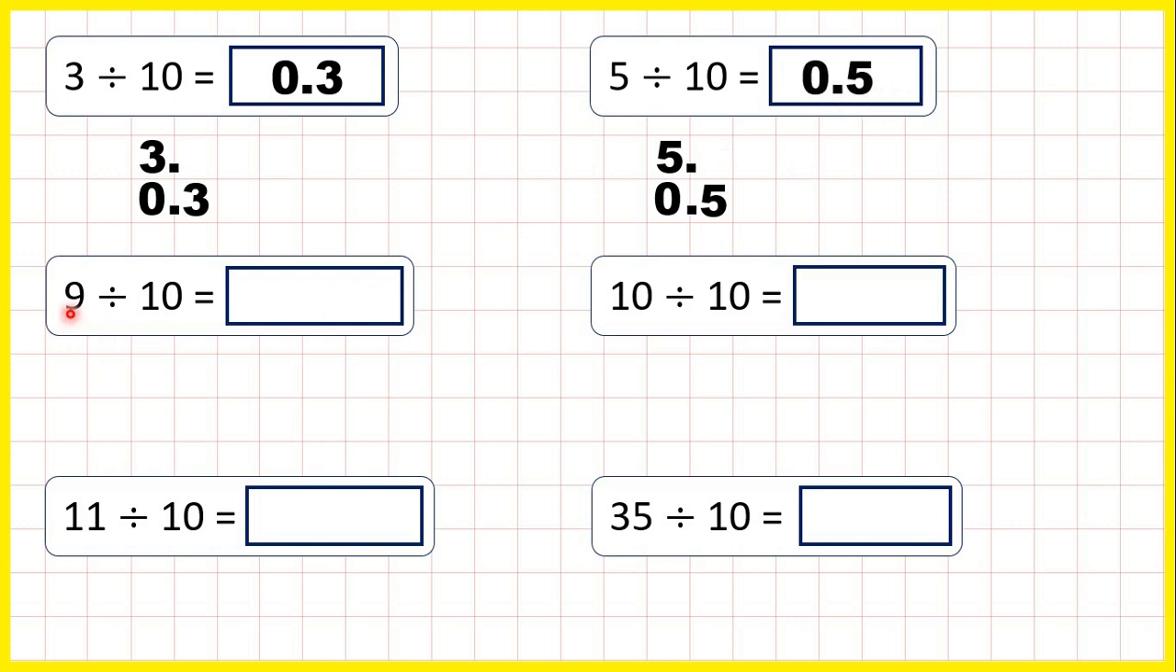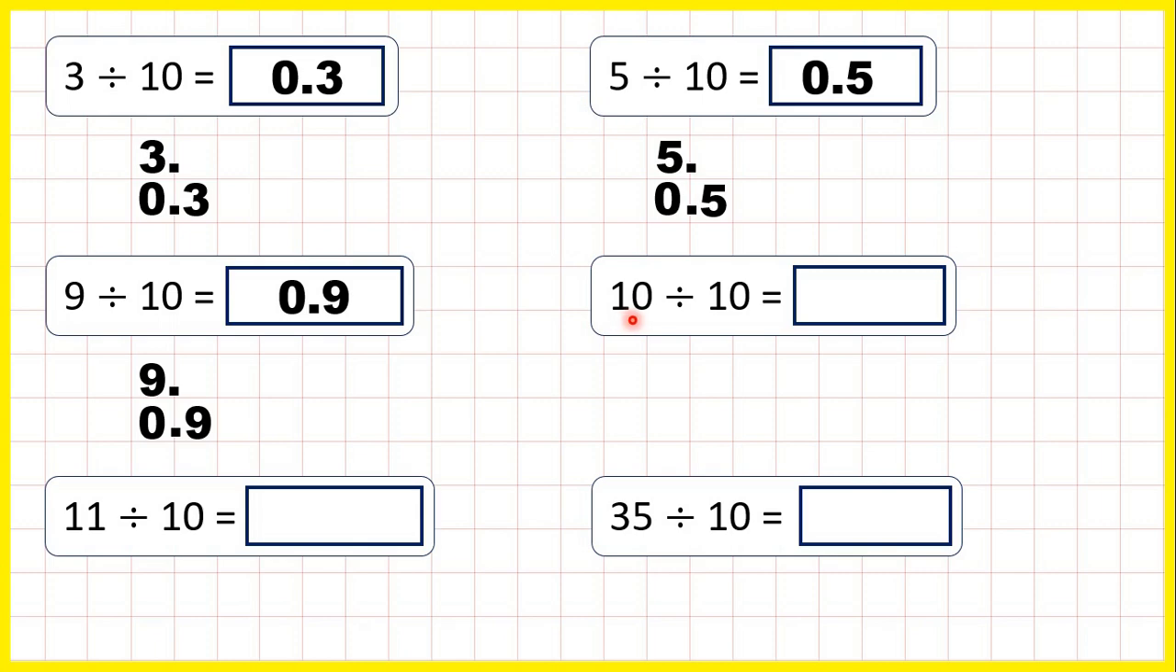Now, for 9 divided by 10, we can write out the number with a decimal point on the end. We copy down the decimal point, and then to divide by 10, the digit moves 1 square to the right. We can write a 0 in our empty ones column to give us our answer, 0.9.